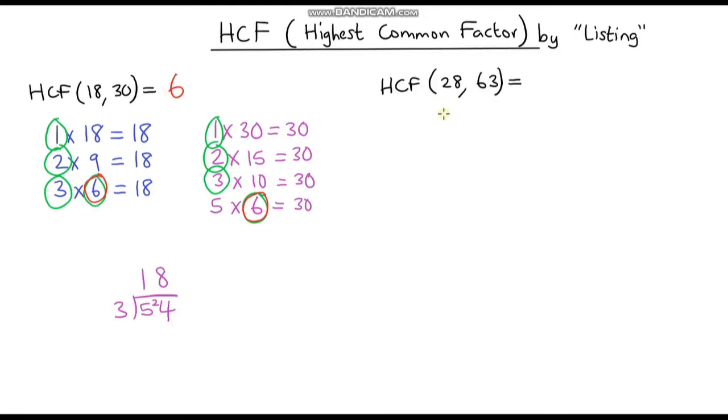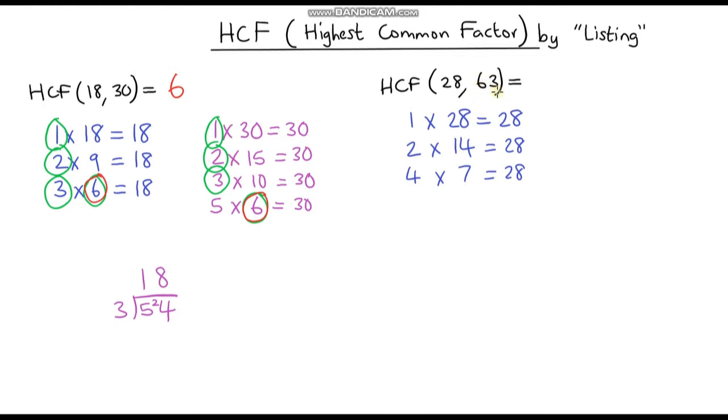Okay, let's do one more, and again pause the video and see if you can work out the highest common factor of these two numbers yourself. So let's go through this. So first of all, let's work out all of the factors of 28. So let's start with 1. 1 times 28. We can do 2 times 14. 3 is not a factor of 28. 4 is, so 4 times 7 is 28. And we are done. We've got 6 factors of 28.